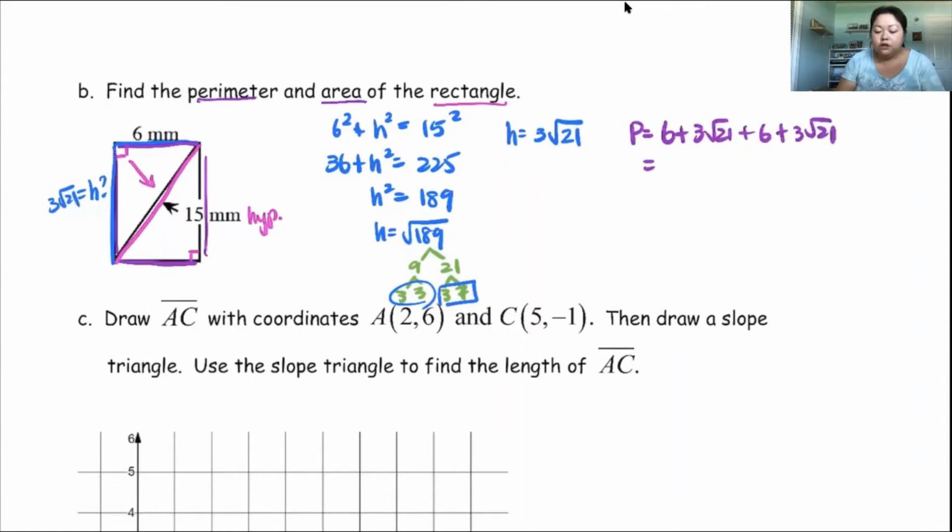Okay, combine your like terms. 6 and 6 makes 12. You add them up. 3 root 21 plus another 3 root 21 is 6 root 21. You simply add the coefficient. You do not change the radical. All right.